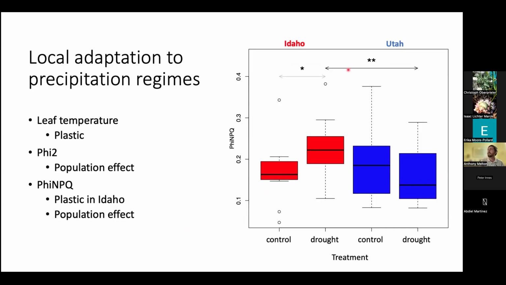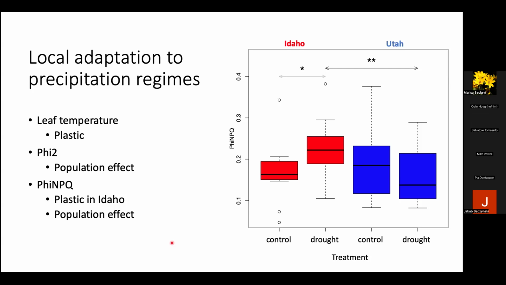And then we also see a population effect between our drought treatments. And the Utah population is actually able to dissipate a lot less of that energy. So it's still able to maintain a lot more efficiency with using incoming light to perform photosynthesis.